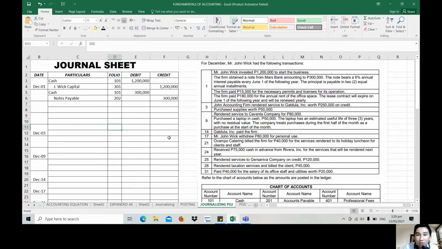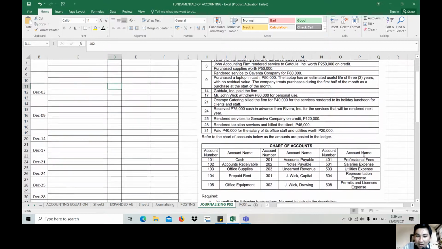Next is the firm paid 180,000 for the annual rent of the office space. The lease contract will expire on June 1 of the following year and will be renewed yearly. So eto, annual rent ang binayaran. December 1 pa lang, nagbayad na ng rent for next year. So most probably, this is an advance payment of rent. If mapapansin natin dito sa chart of accounts, merong prepaid rent. So this will represent your rent paid in advance.